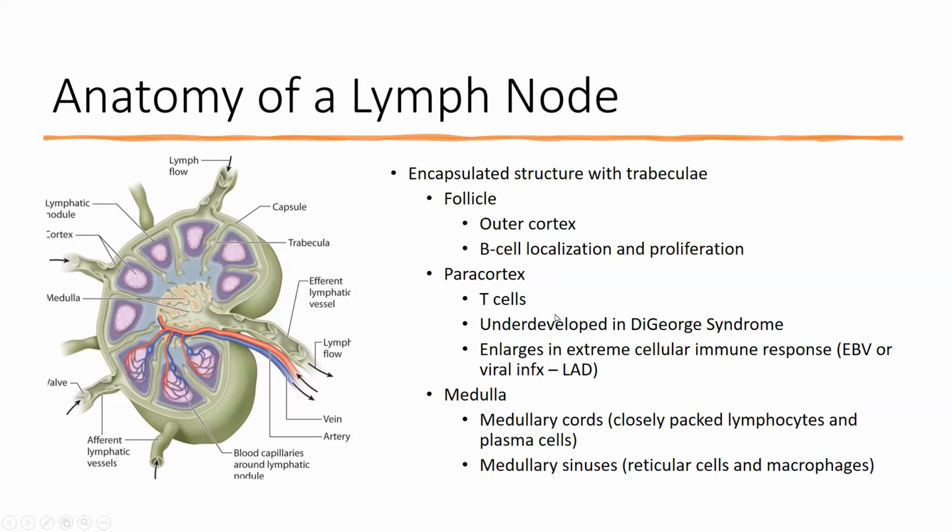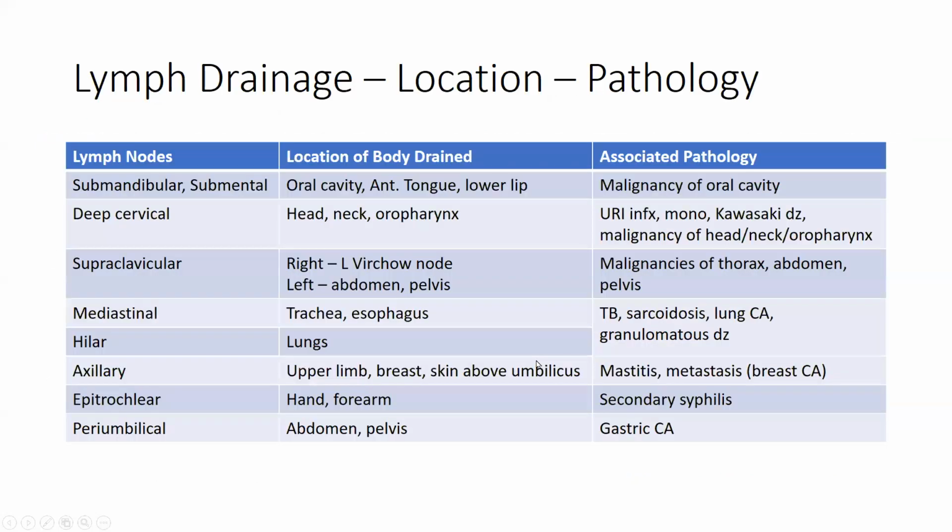In DiGeorge syndrome, this area is underdeveloped, so it's an issue with T cells. This is also the area that enlarges in an immune response like Epstein-Barr or viral infections. This is the area that causes lymphadenopathy, the enlargement of your paracortex, okay? And then the medulla region is really where your cords are packed. So like your vessels and things like that, your sinuses, where the flow happens in your lymph node. I would not put this to memory at this point in the game.